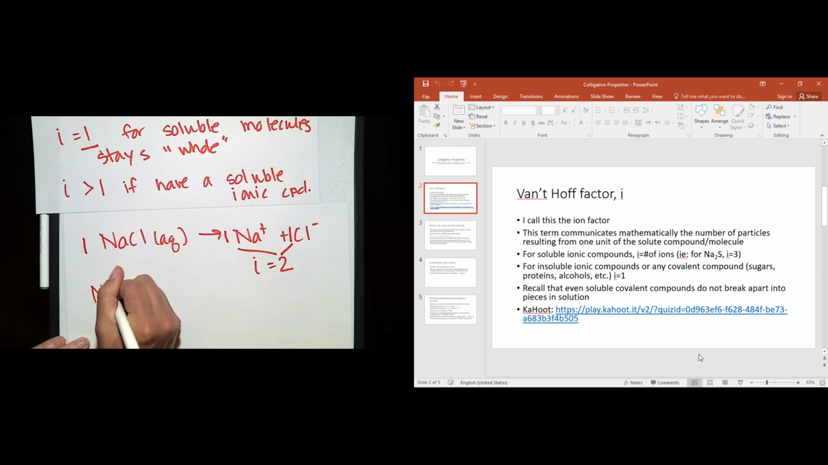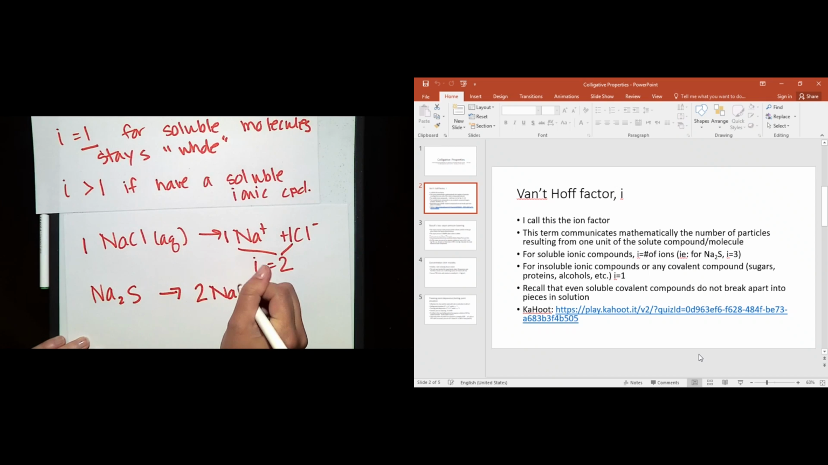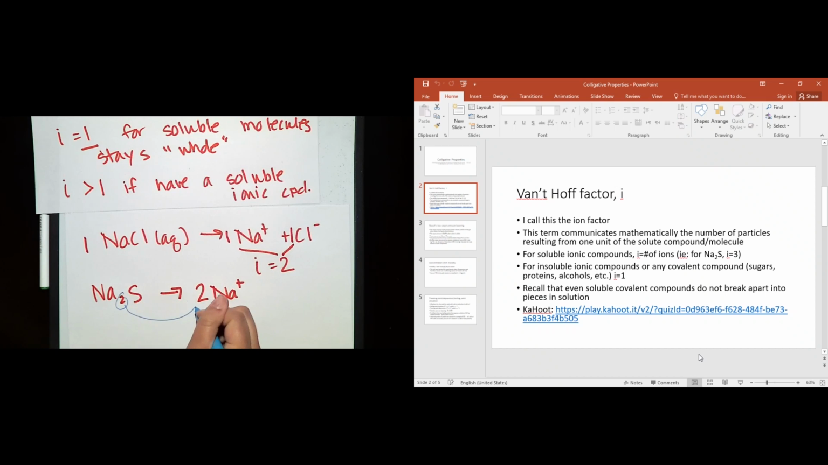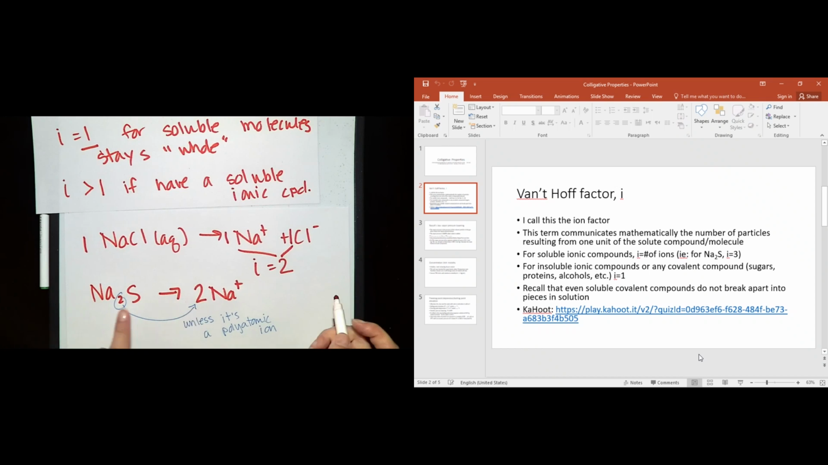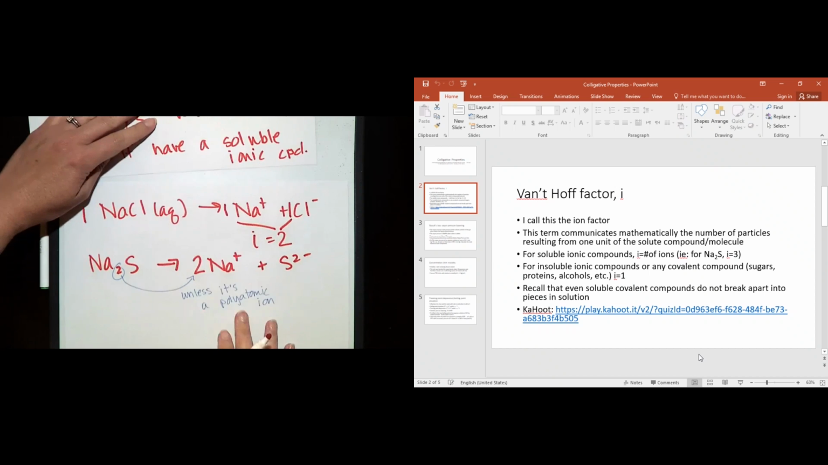Okay, let's look at another example. Let's do sodium sulfide. That one's in the slide. We get 2 sodium ions. Remember, this subscript becomes the coefficient unless it's a polyatomic ion. Okay, and the reason it's 2 is because sodium's a +1 and sulfide is a -2.